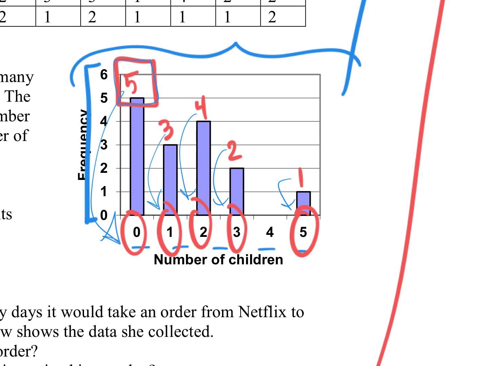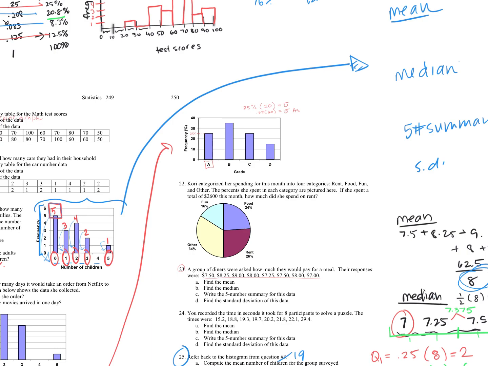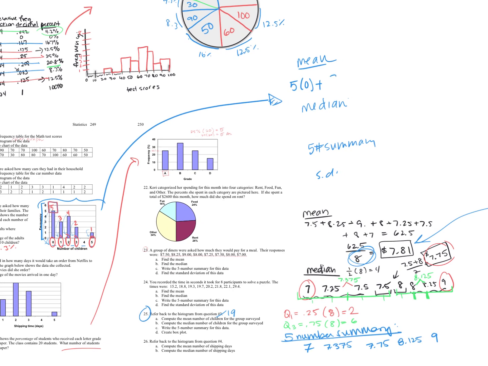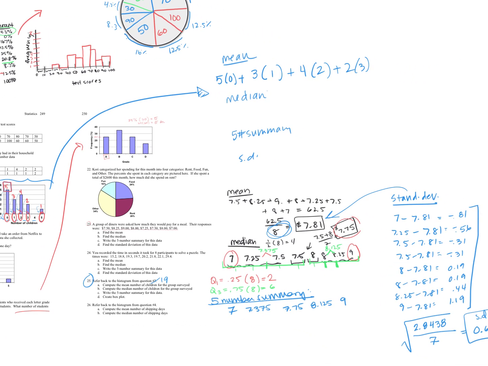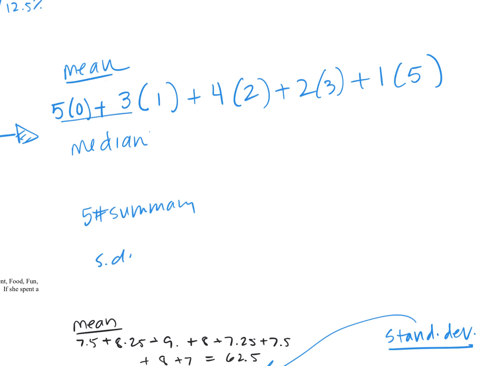So a quick way to write that out, we could say the frequency of that first one, so 5 times the data point was 0 kids, plus 3, that frequency had 1 kid, plus 4 had 2, plus 2 people had 3, and we can skip the 0 and we'll say plus 1 person had 5. So that's how I'm going to get the total. And then I want to divide that by, there was a total of 15 people.